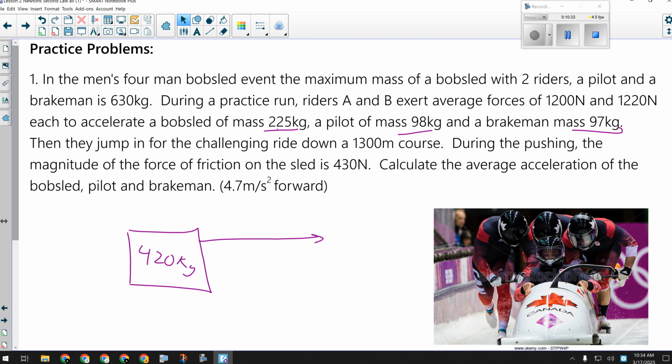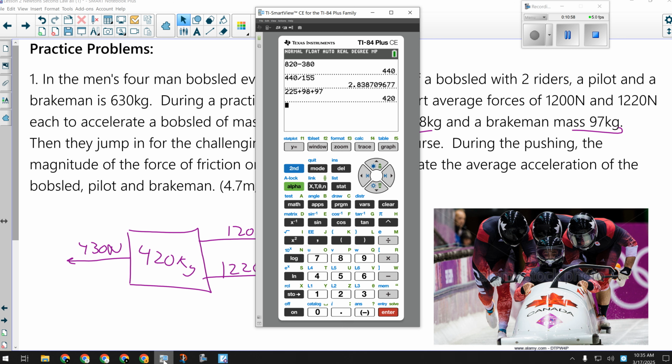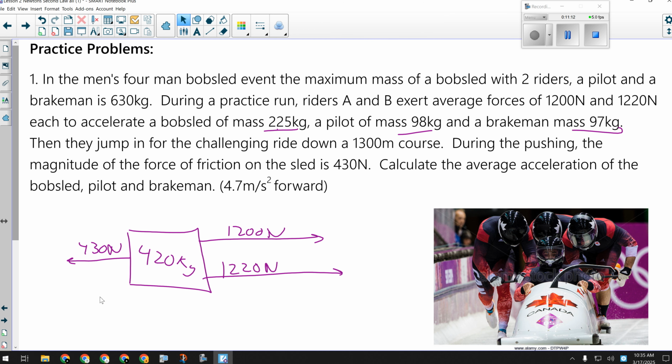Then we have the force of the 2 pushers, 1,200 newtons, 1,220 newtons. And then we have a force of friction that is resisting, that is 430 newtons. Again, gravity and normal force are not very important here because the sled is only moving horizontally. So can I calculate the net force? Absolutely. So we'll have our 1,200 plus 1,220 plus negative 430. So 1,990 newtons is my net force.